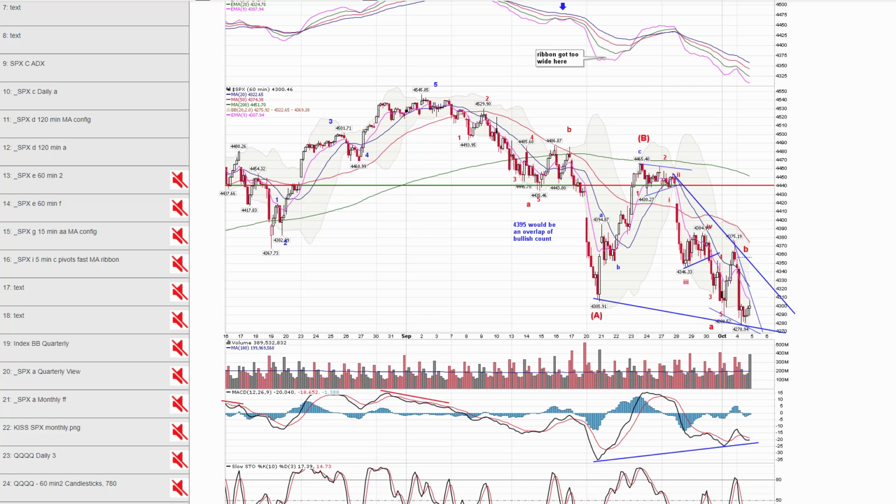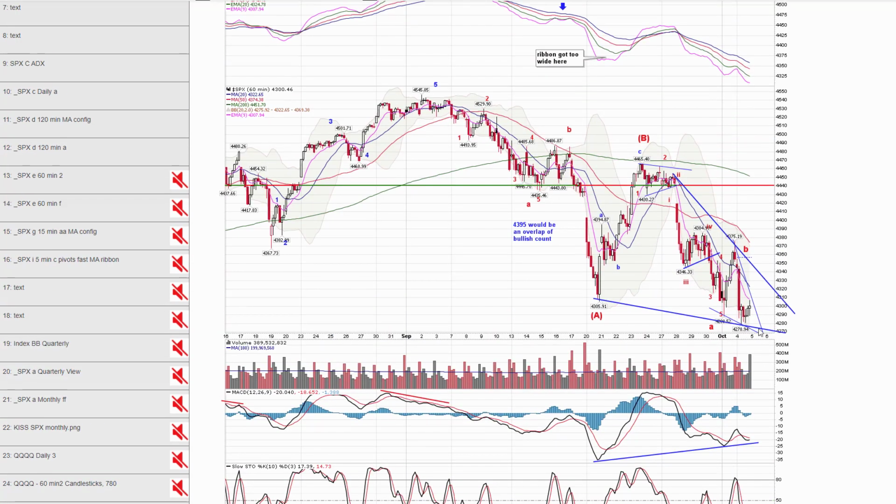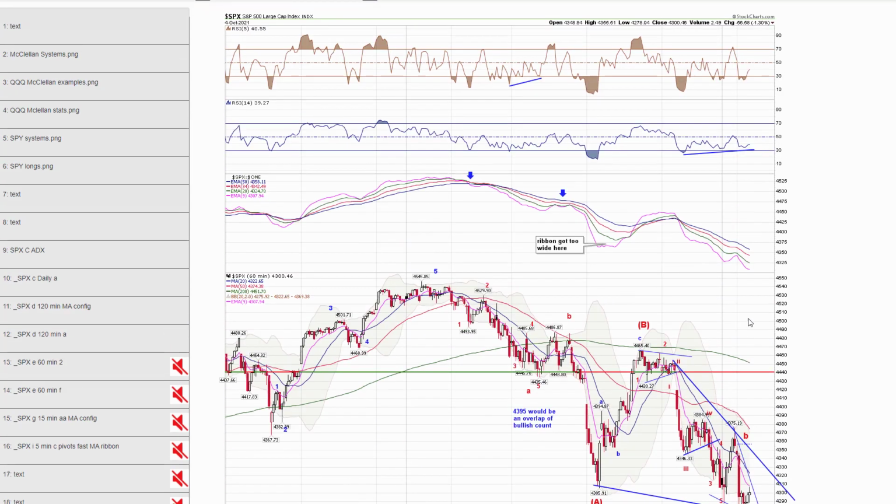We do have some obvious short term, we are a little bit oversold here. We have some MACD divergence on the 60-minute time frame. So like I said, we could be wedging here, but to me it doesn't look complete yet. Next.